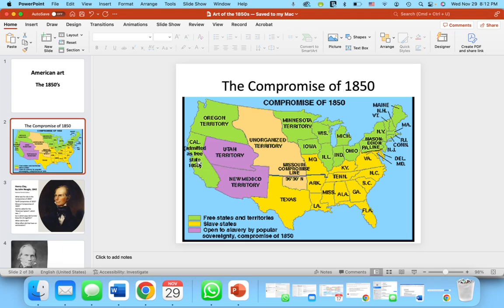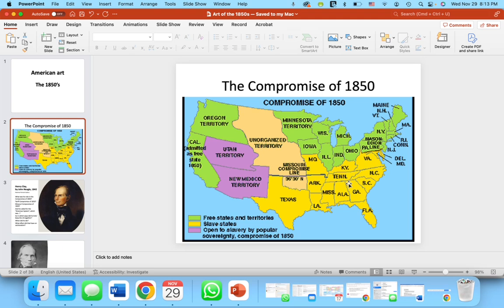It comes in as a free state without slavery because a lot of New England clipper ships had gone around and stopped in California on their way to and from Asia. And so it had a lot of New England northern influence. So California comes in as a free state. That pleased the North. So, what did Henry Clay, the great compromiser, do for the South?